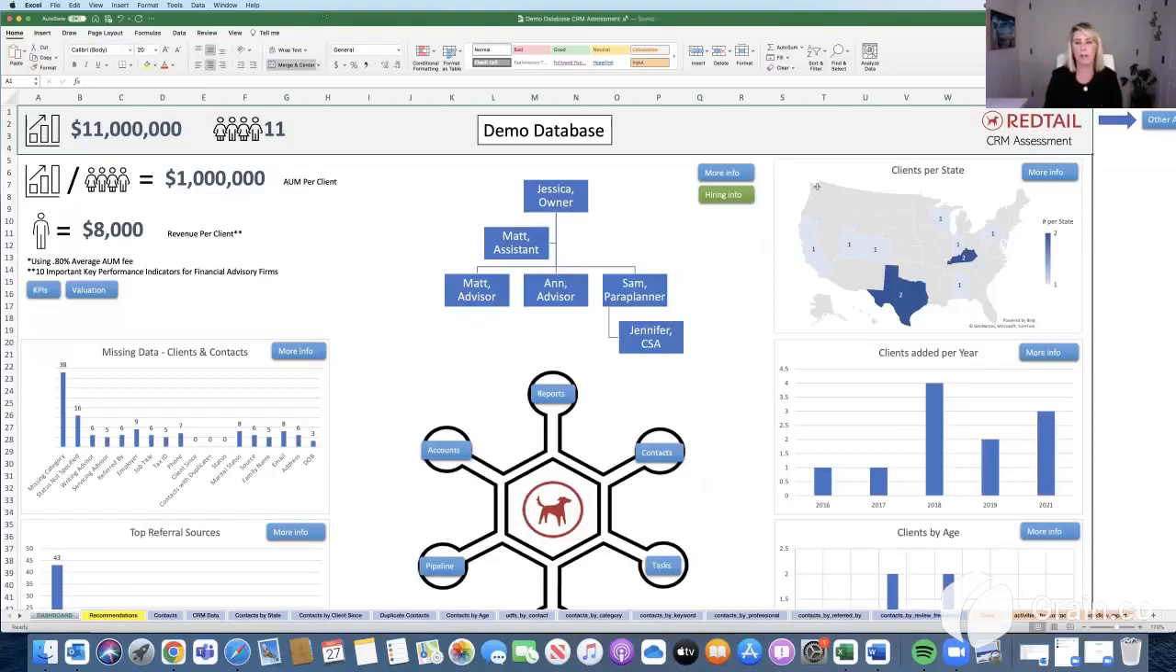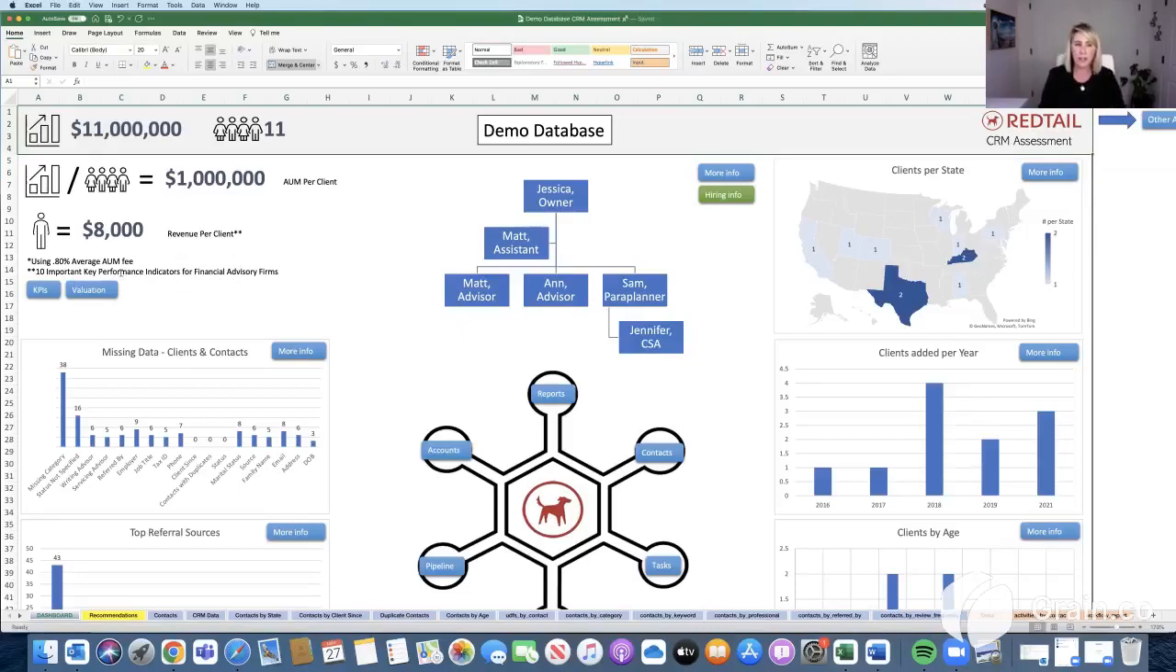We're going to go in a clockwise fashion here and start with just an overview of your practice. The AUM you manage, broken down by client. You can see here revenue by client based on these factors.